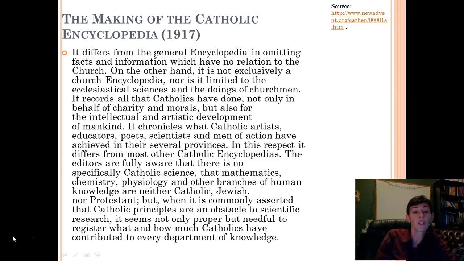The editors are fully aware that there is no specifically Catholic science, that mathematics, chemistry, physiology, and other branches of human knowledge are neither Catholic, Jewish, nor Protestant. But when it is commonly asserted that Catholic principles are an obstacle to scientific research, it seems not only proper, but needful to register what and how much Catholics have contributed to every department of knowledge.